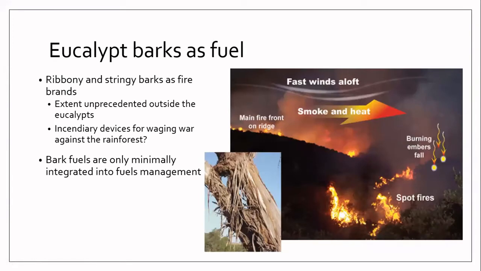Ribbony and stringy barks also form firebrands, and this is pretty unprecedented outside the eucalypts in terms of the quantity of firebrands, and the distance also. These firebrands are embers that are lofted ahead of the fire front, and the ribbon barks, by which I mean the long strings of bark depicted in this image here, can be thrown as far as 30 kilometers ahead of the fires. That's actually been confirmed. And these may be incendiary devices for waging war against the rainforest and taking over new territory. But again, controversial in the literature.